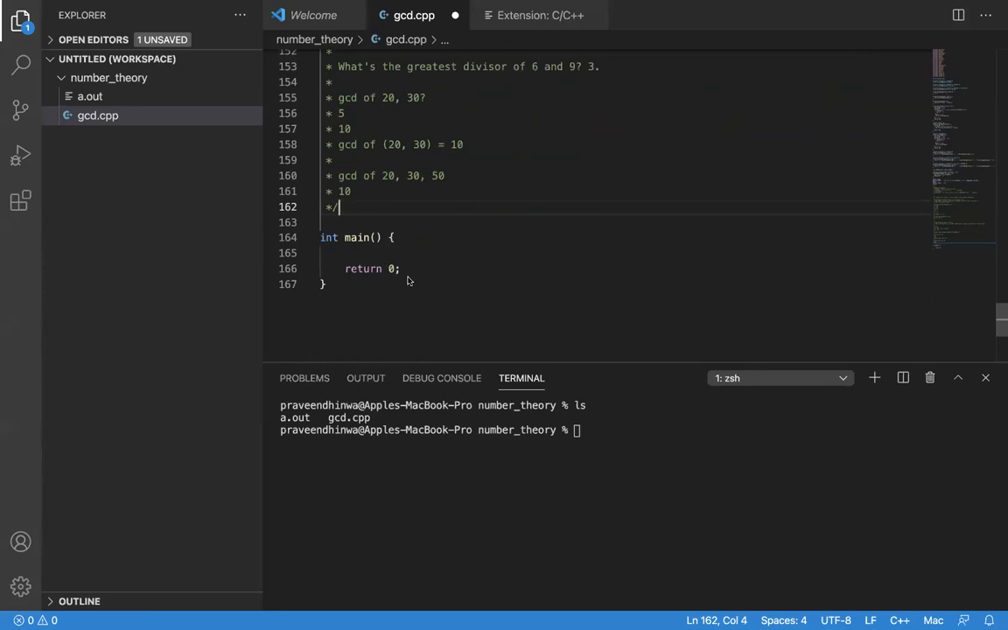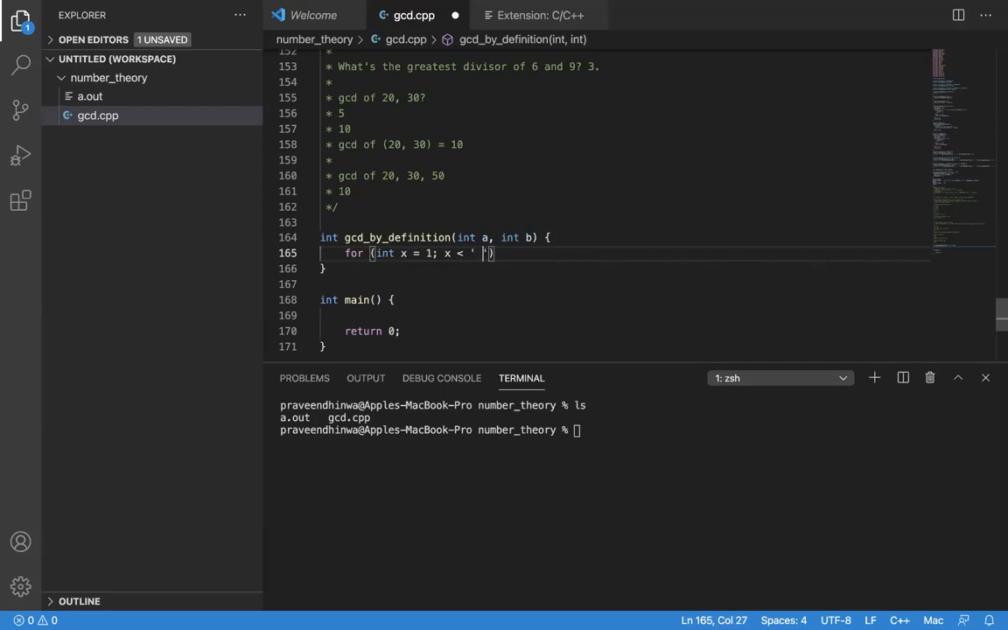Using this definition, we want to write code for finding GCD. So GCD by definition: let's say we are given 2 numbers, int A and B. We can iterate over all the numbers from 1 to something. So what is the largest possible value of GCD? I will iterate over int x from 1 to x less than or equal to something, x plus plus, if a percent x is equal to 0 and b percent x is equal to 0.